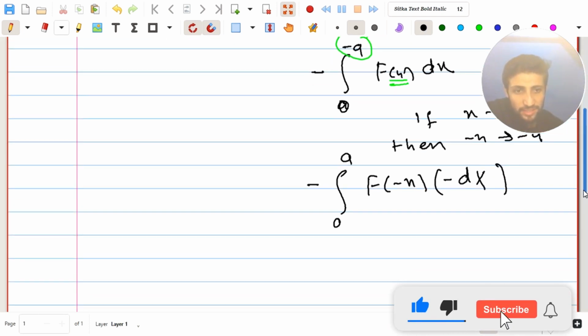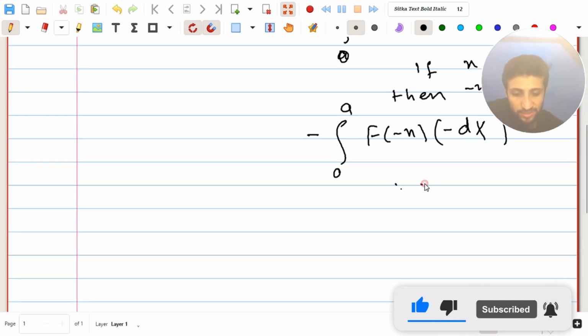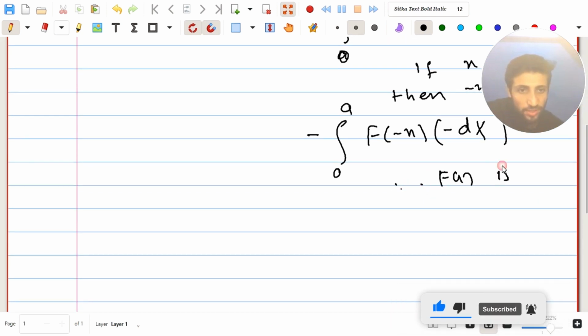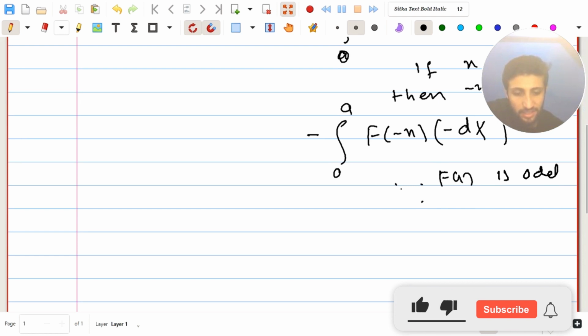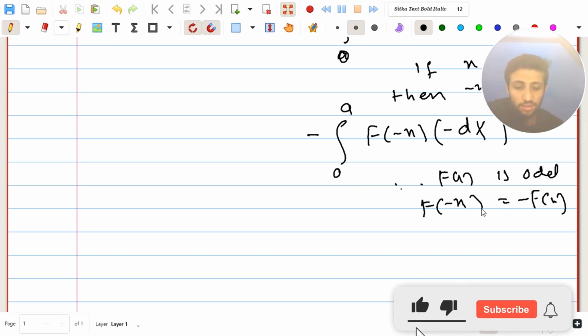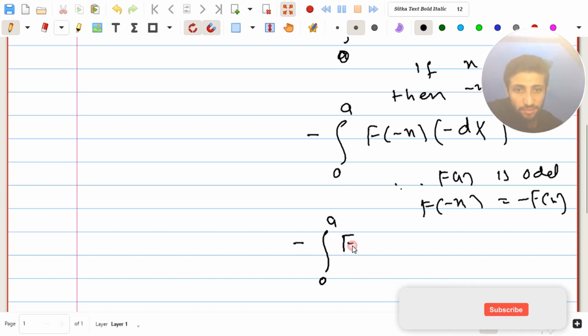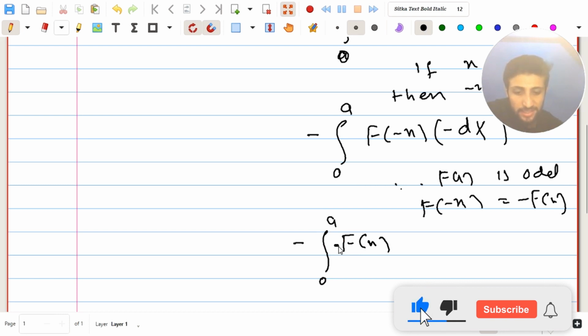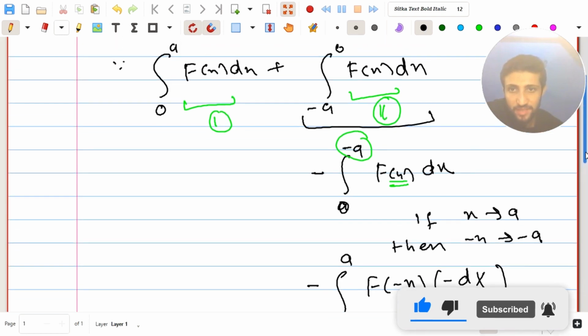As we know, in odd functions, f of x is odd if f of minus x is simply equal to minus f of x. We assume that this is an odd function, as we are proving that the integral of an odd function is simply equal to 0. So my integral from 0 to a of f of x, I will add a minus sign here and minus dx. I will take this integral over here.